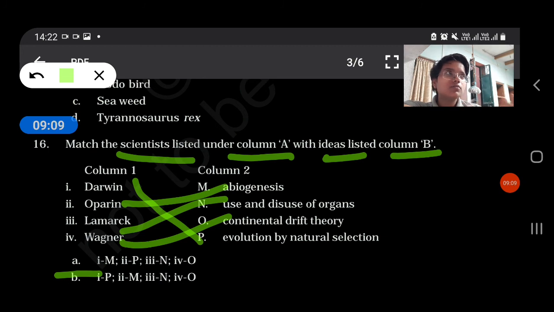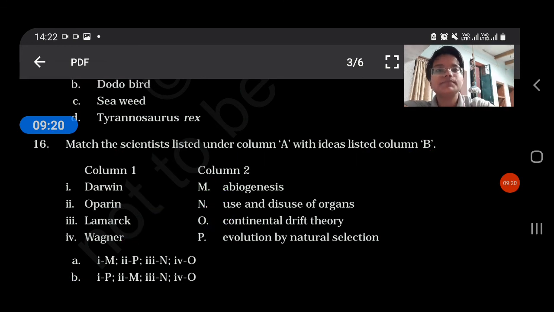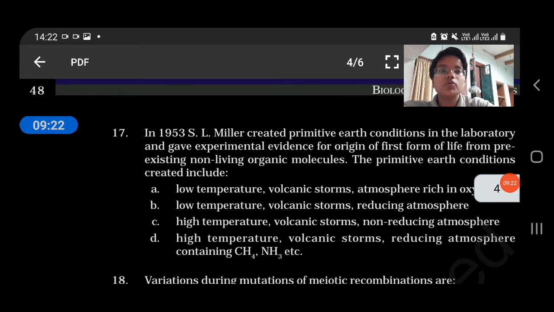Wagner gives the continental drift theory, and genetic drift occurs in a small population, so that natural selection, migration, drift, etc. lead to variations in the genes, and they are exceptions to the Hardy-Weinberg equilibrium.